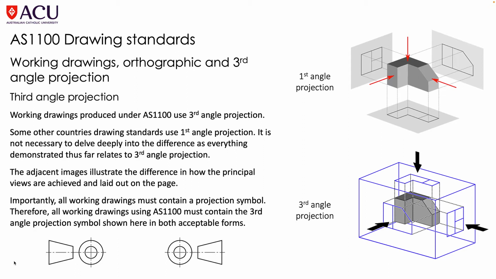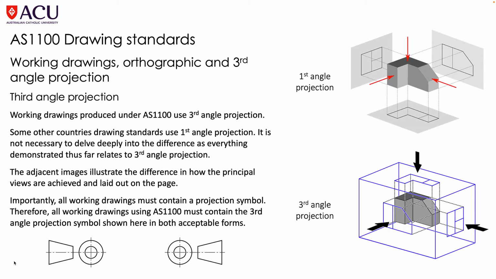So if you come across drawings that have been drawn in other countries, it's more widely used in England, first angle projection, and parts of Europe, just so you can understand how to interpret those drawings. So the adjacent images illustrate the difference in how the principal views are achieved and laid out on the page.